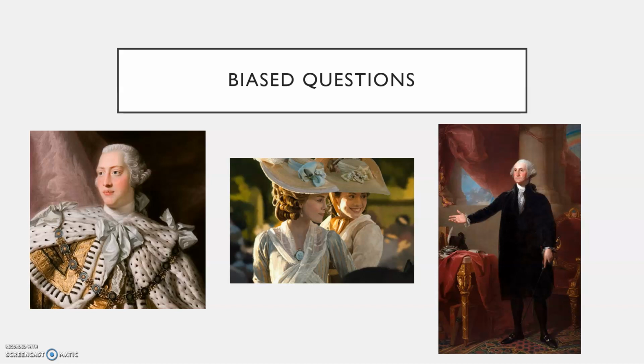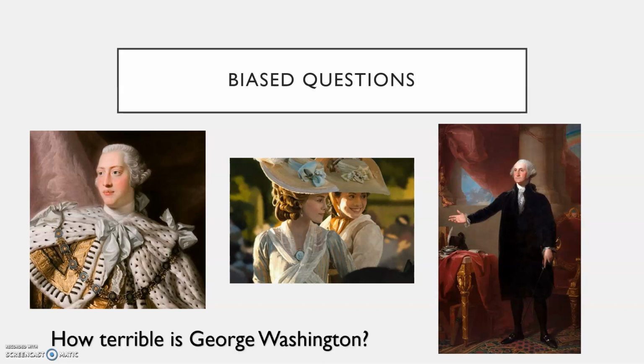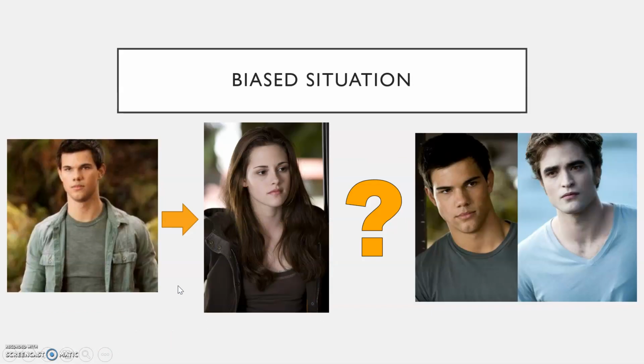Those are fair questions. But instead he asked, how terrible is George Washington? Because he's used that word terrible, he's already set up what his answers are going to be. His people are going to have choices between terrible and very terrible. He's going to get a biased result from that. And as a result, he'll walk away from that study with data in hand saying, I have evidence that George Washington is a big, smelly, poopy face. And that's not going to be accurate because he asked a loaded question. His question itself had bias.